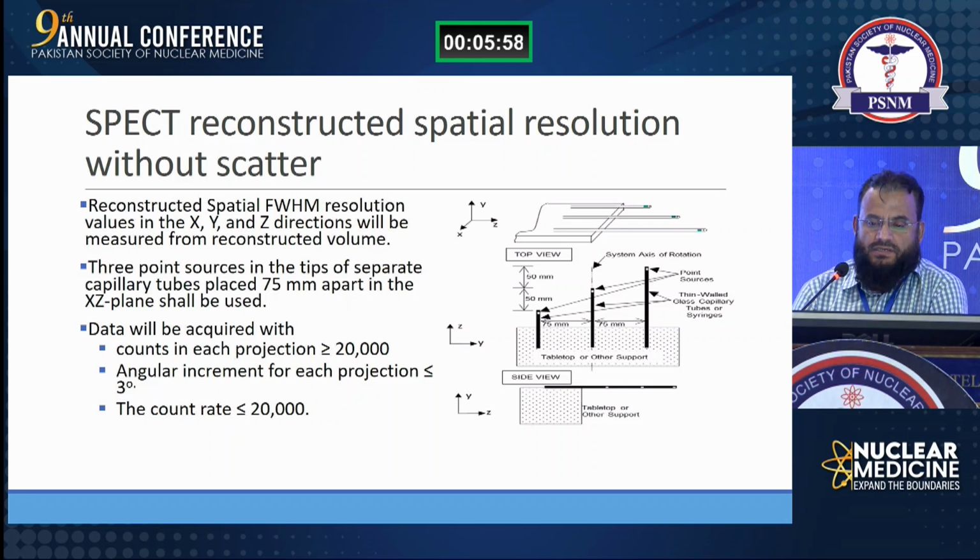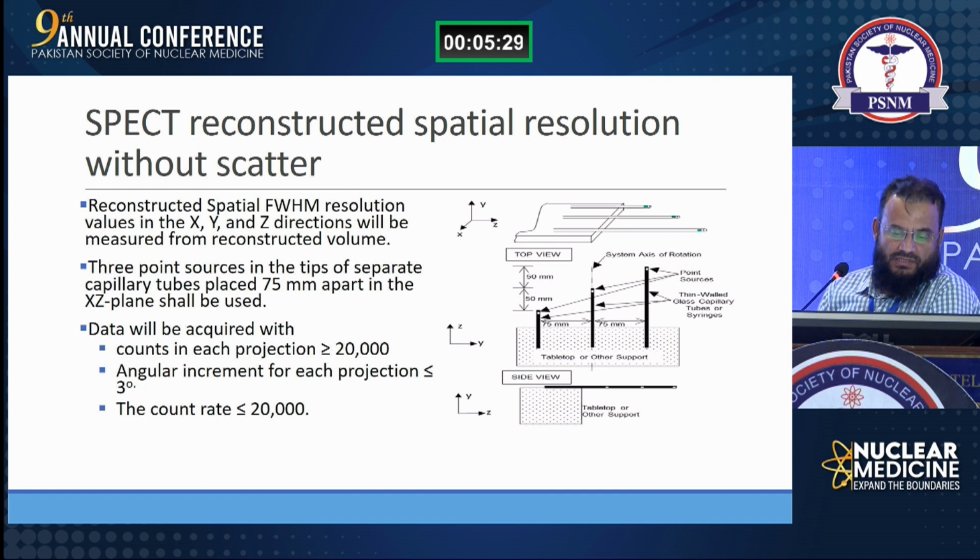SPECT reconstructed spatial resolution without scatter. Whenever we talk about tomography mode, we talk about reconstructed, because all the data will first be reconstructed and then the measurements will be performed. Reconstructed spatial full width at half maximum resolution values in the X, Y, and Z directions will be measured from the reconstructed volume. X, Y, and Z are basically the patient coordinate system.